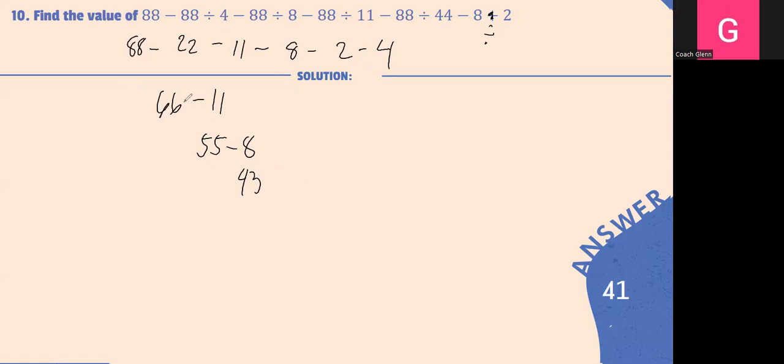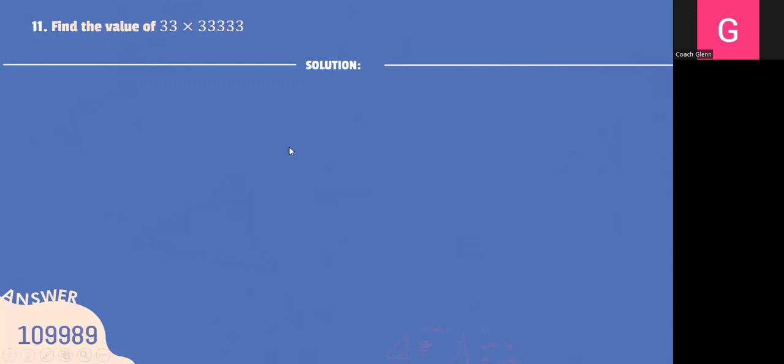Wait, are we on the right question now? 43. Okay, next we have 43 minus 2. That's equal to 41. 41 minus 4, that's equal to 37. So the final answer should be 37. So that's it for number 10. Let's have the next one.